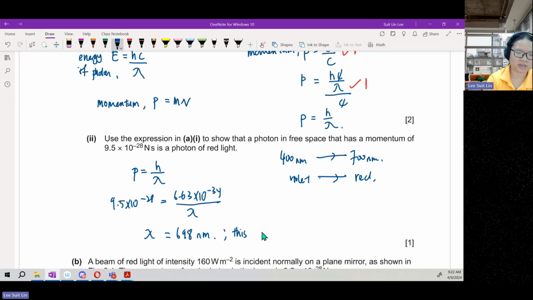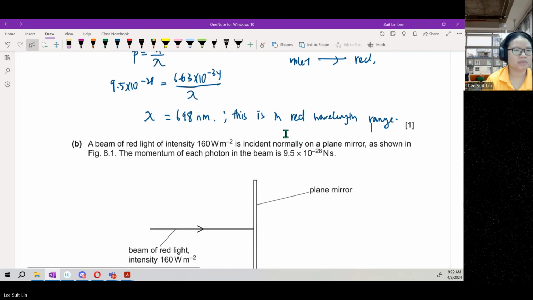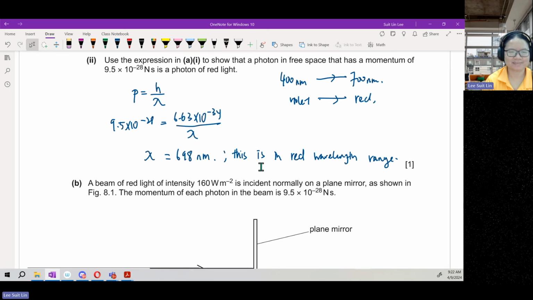So you can just write an explanation here. No? This is in the red wavelength range. You don't need to, I guess they expect you to know. Oh, okay. No? If you don't know, you just find lambda and hope for the best.